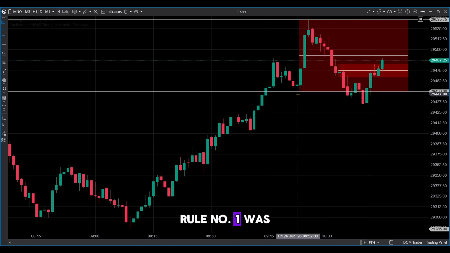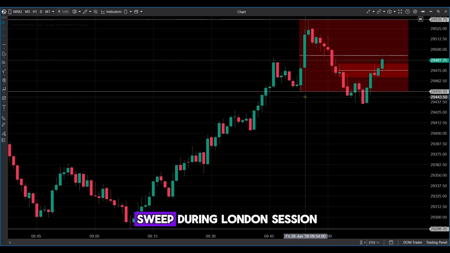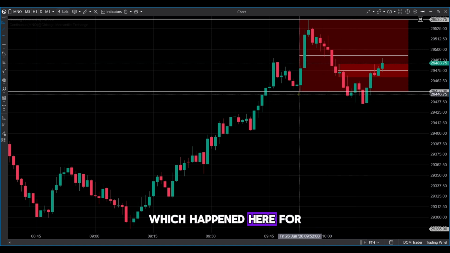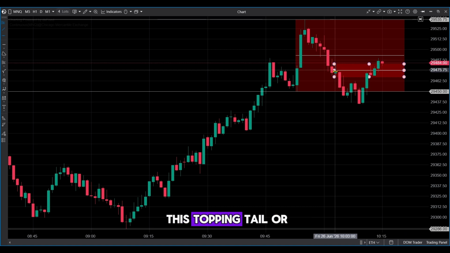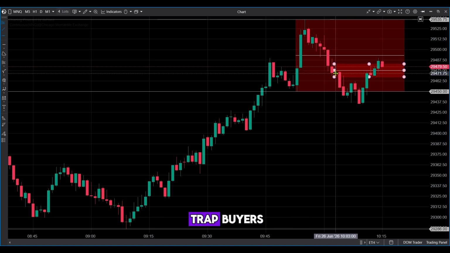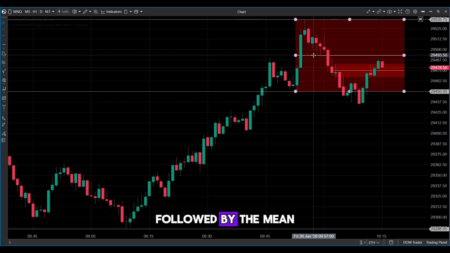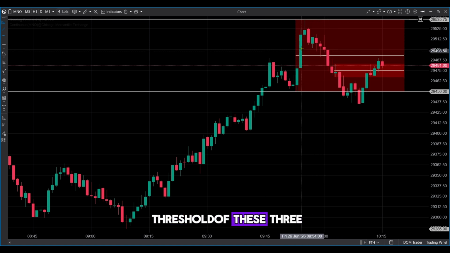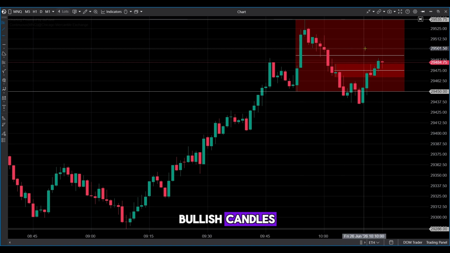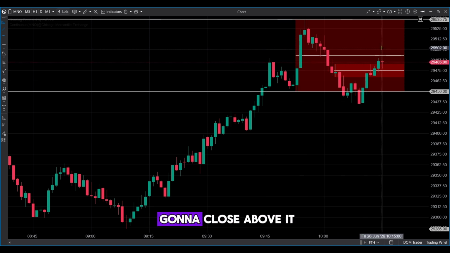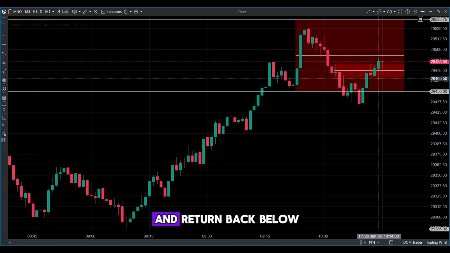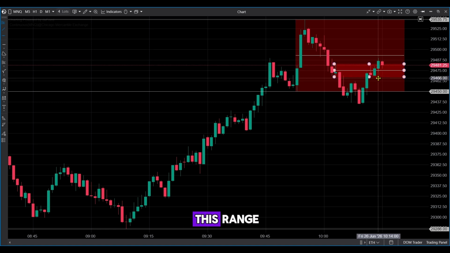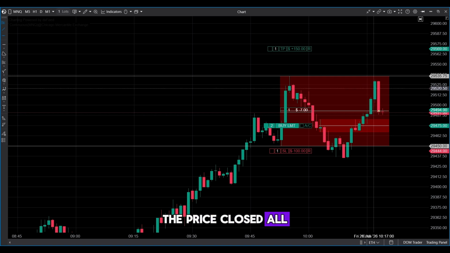$445. Rule number one was waiting for a liquid sweep during London session, which happened here. For a continuation, the price should respect this topping tail or trap buyers, followed by the mean threshold of these three bullish candles. Therefore, we are waiting to see if it's going to close above it or it will respect and return back below this range. The price closed all the way up.